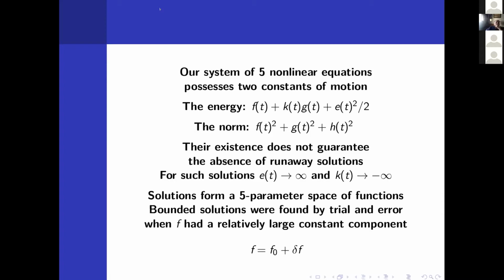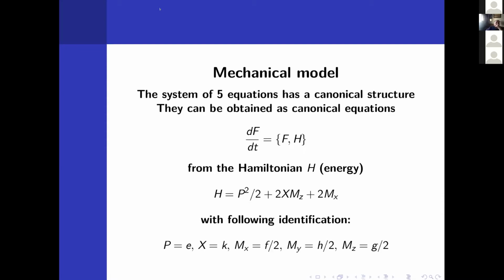And now, next slide, please. A curiosity here. This system of five equations has a very nice canonical structure. There is the energy. So let's identify the energy with the Hamiltonian. And then the Hamiltonian should generate by Poisson brackets the time evolution. The energy now can be written in the following form. P squared over 2, that was the electric energy. Now we have 2x, mz plus 2mx. If you take the Poisson brackets for the components of the angular momentum, you recover all these five equations.